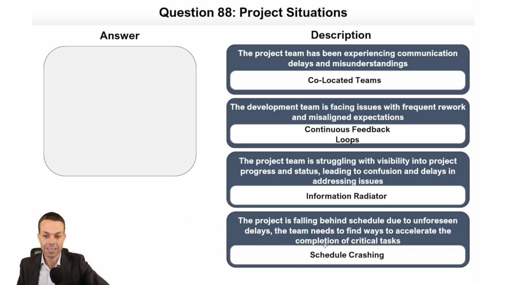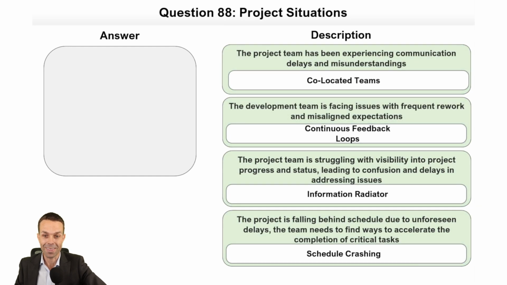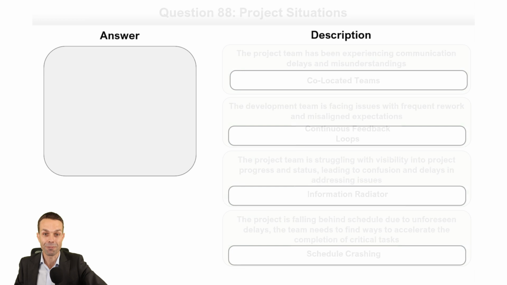That means schedule crashing. The project is falling behind schedule due to unforeseen delays, and the team needs to find ways to accelerate the completion of critical tasks. They can do that with schedule crashing, which is throwing resources and money at the project to expedite certain tasks on the critical path. Okay, and that one has come through. Project situations. Very, very cool.